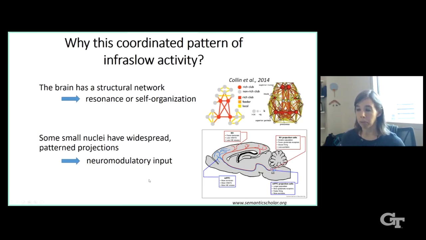Another possibility we came up with after talking to some of our friends who are good at neurophysiology is that maybe there are some of these deep brain nuclei that could modulate the whole brain at once to drive these patterns. And so there are a lot of these systems that use norepinephrine or serotonin or dopamine, and they have widespread projections that might possibly be able to coordinate this.